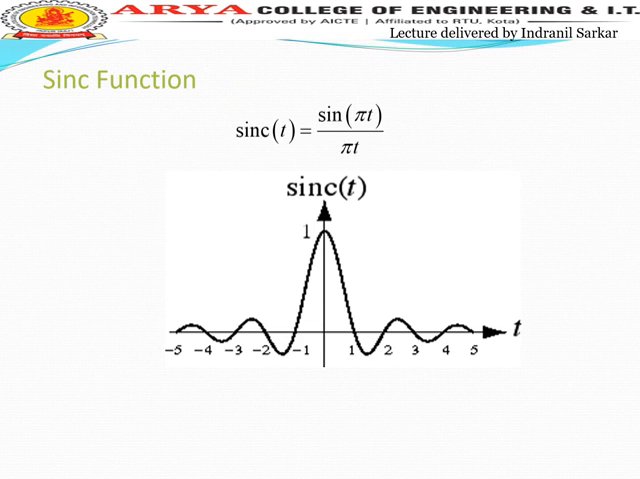Sinc function. sinc(t) is equal to sin(πt) by πt, which is represented over here in this way. For sinc(t), at t equal to 0 we get the value 1, and the others are the harmonics.